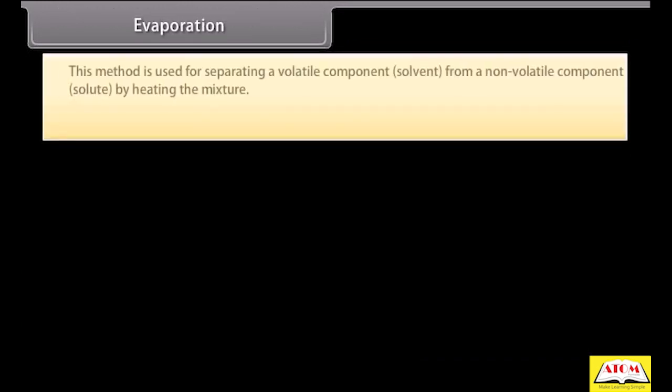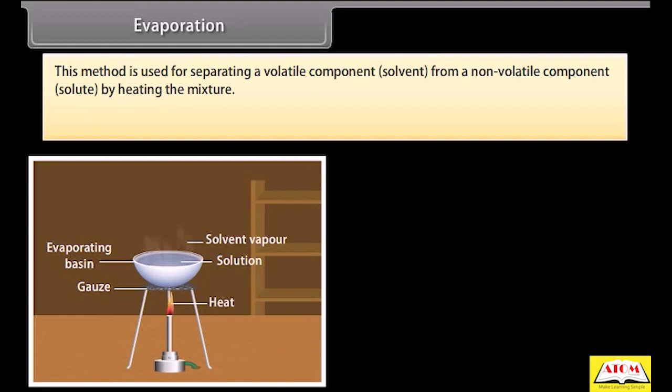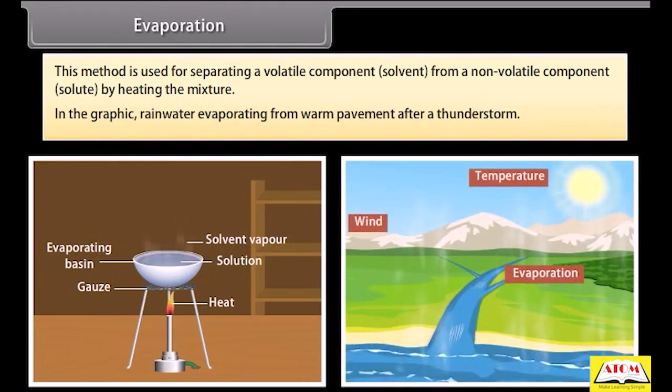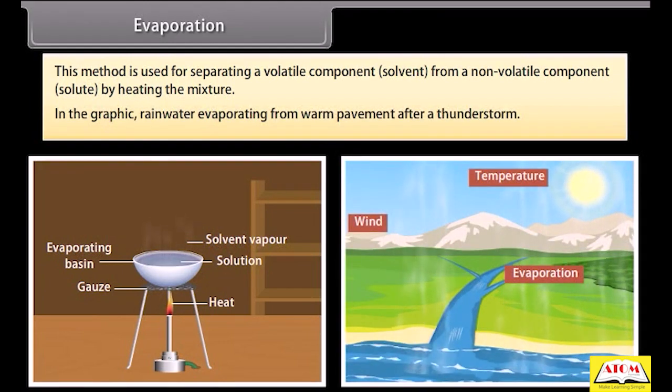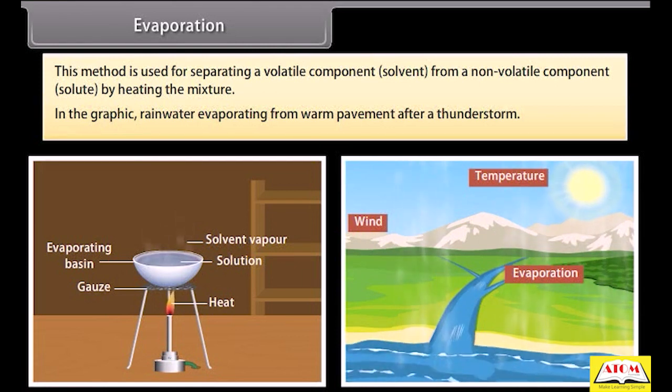Evaporation. This method is used for separating a volatile component solvent from a non-volatile component solute by heating the mixture. In the graphic, rainwater evaporating from warm pavement after a thunderstorm.